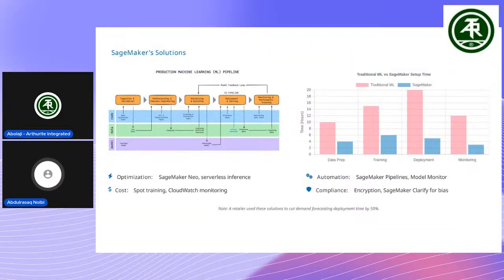So let's look at this chart now. If you look at this chart here, I want us to have an understanding of how SageMaker is solving this problem, and also look at the traditional method versus the SageMaker setup time, and compare both of them. So the solution, I don't know if you can increase the size so you can see it properly.